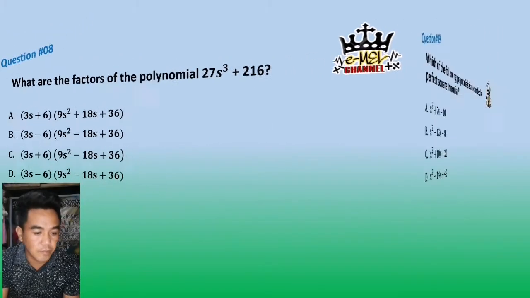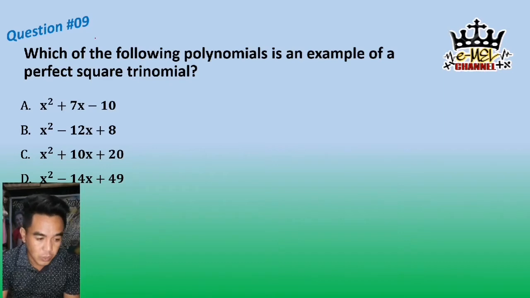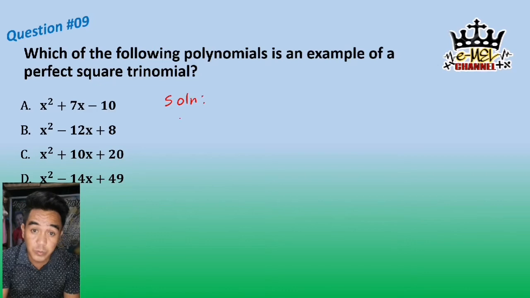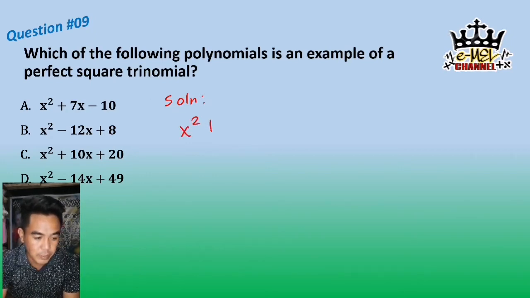Question number 9. Which of the following polynomials is an example of a perfect square trinomial? So when we say perfect square trinomial, or PST, we can express an equation into two factors. So let us try to evaluate each of the options so that we will be able to know whether it is a PST or not. So we have here x squared plus 7x minus 10.